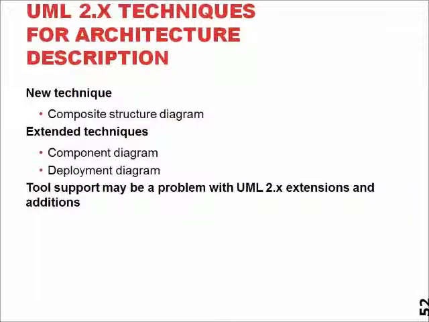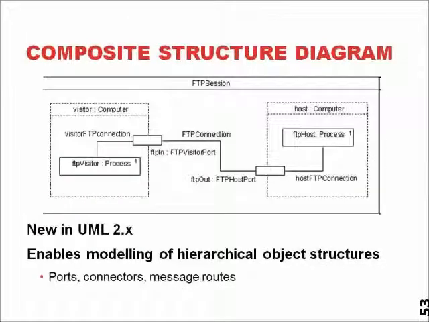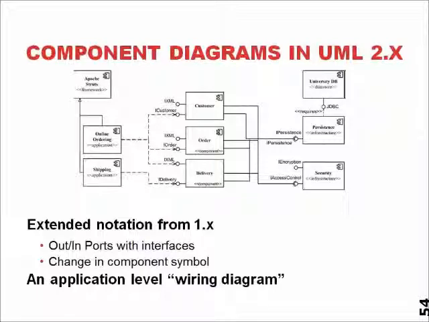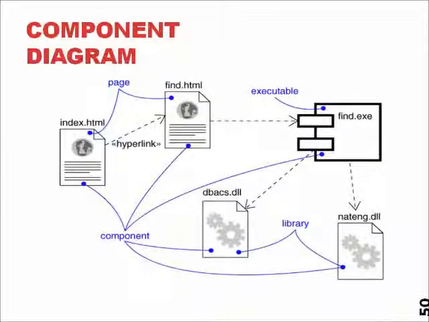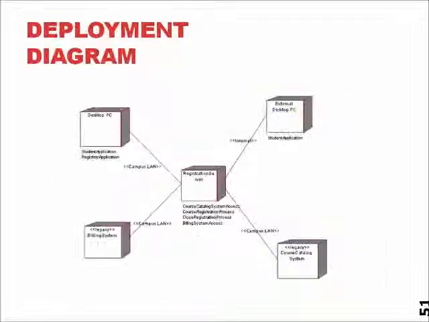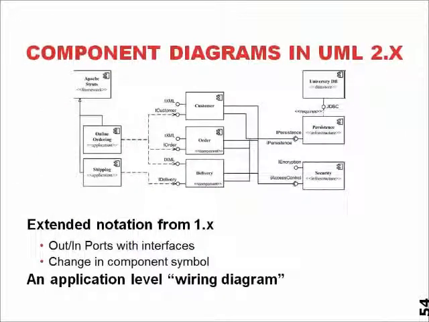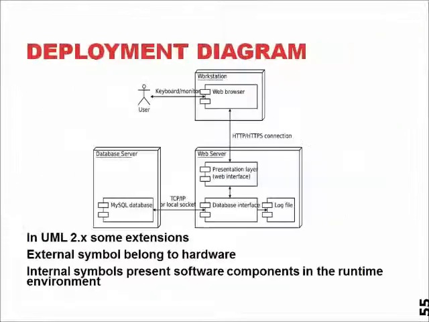Finally, there are some additional things in UML2, like the composite structure diagram, which enables us to define more detailed information about our system, and the component diagram, which was more or less UML1 mishmashed with free-form pictures, and is now actually defined in more detail. Finally, the deployment diagram of this example shows this new notation.